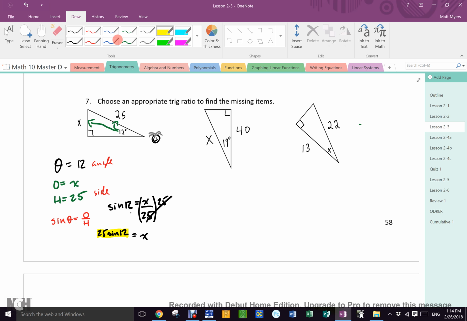I think it's like 5.199 or something. 197. So we are going to write that as 5.2. I know normally I say 2 decimal places, but 197 is so close to 2, we go to 2.